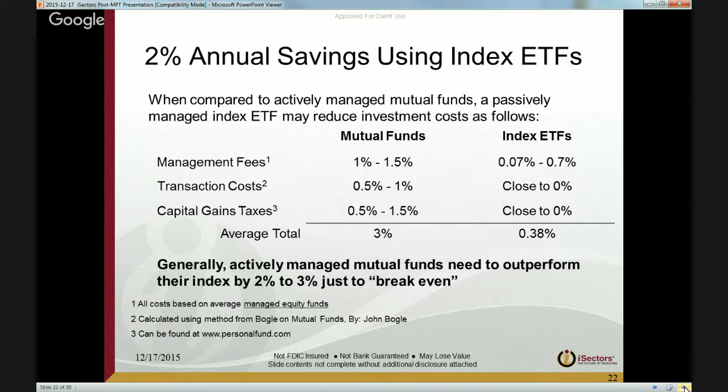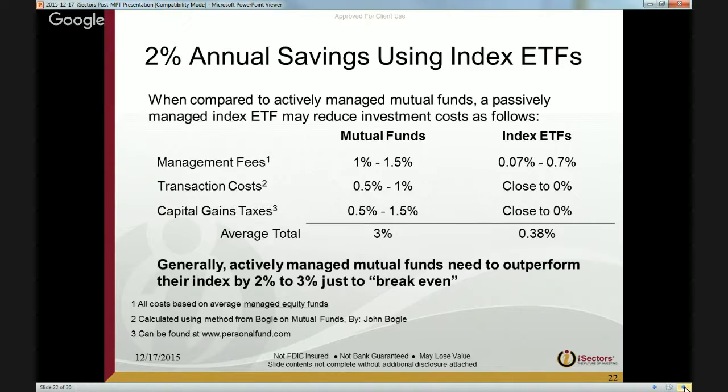ETFs don't have transaction costs because, again, it's representing an index, where an actively managed mutual fund, on average, incurs transaction costs anywhere from 0.5 to 1% as a result of all the trading that goes on inside the fund over the course of a year to implement their specific strategy. And then finally, ETFs don't have pass-through capital gains taxes here again because there's no trading going on. And these pass-through capital gains taxes inside an actively managed mutual fund can average anywhere from 0.5 to 1.5% of the cost of owning that fund throughout the year.